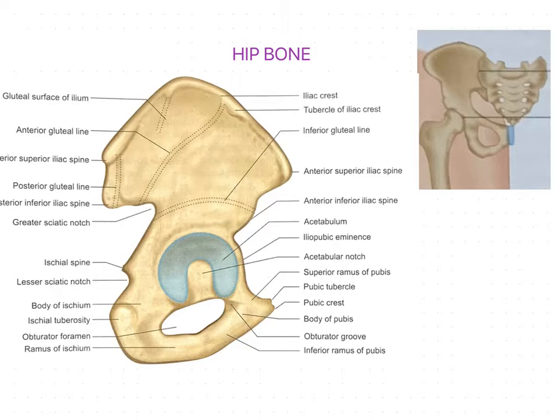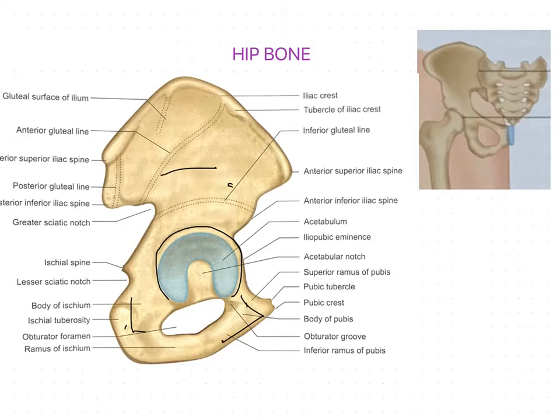One is the ilium, pubis and ischium. So this one is the ilium, here is the pubis and the ischium. The ilium is present superiorly, the pubis is present antero-inferiorly, and the ischium is present postero-inferiorly. The three parts are joined to each other at a cup-shaped hollow called the acetabulum on its lateral aspect.